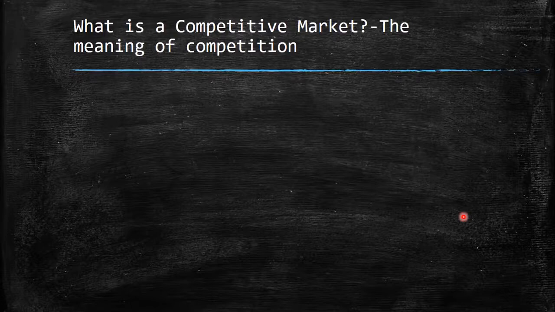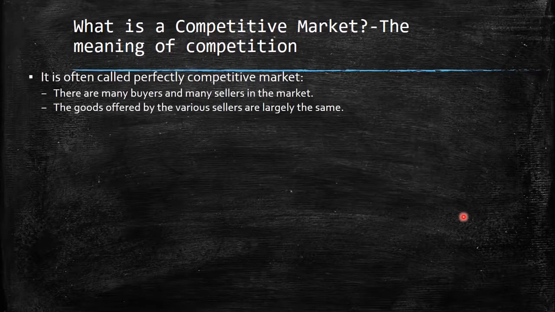So what is a competitive market? We need to establish the meaning of competition. When we talk about a competitive market, we are talking, as a synonym, about a perfectly competitive market. We have two conditions as a base, and then we are going to present the last one, which comes from these conditions. There are many buyers and many sellers in the market, and the goods offered by the various sellers are largely the same. So we don't have any difference among producers' products.